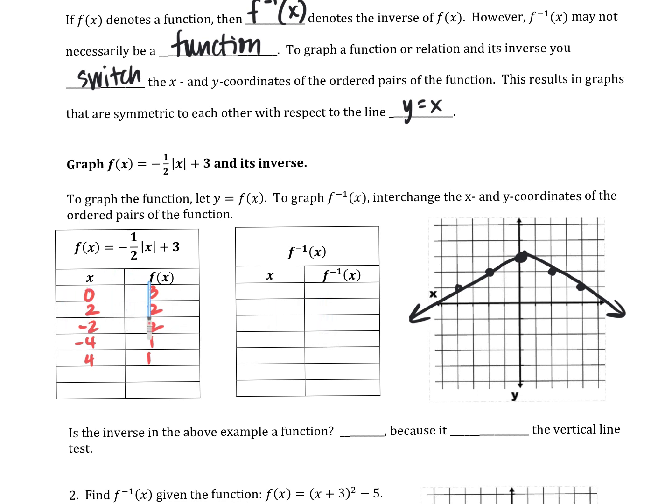You just switch them. Mateo, what would you say the inverse will have of a point? If this one had 0, 3, what's this guy going to have? 3, 0. What about this one? What will 2, 2 turn into? 2, 2. What about negative 2, 2? 2, negative 2. Negative 4, 1. 1, negative 4. 4, 1. 1, 4. So you guys, let's go plot these points.